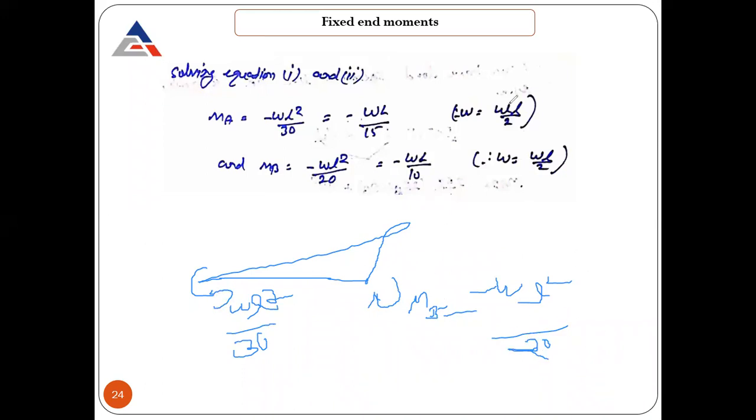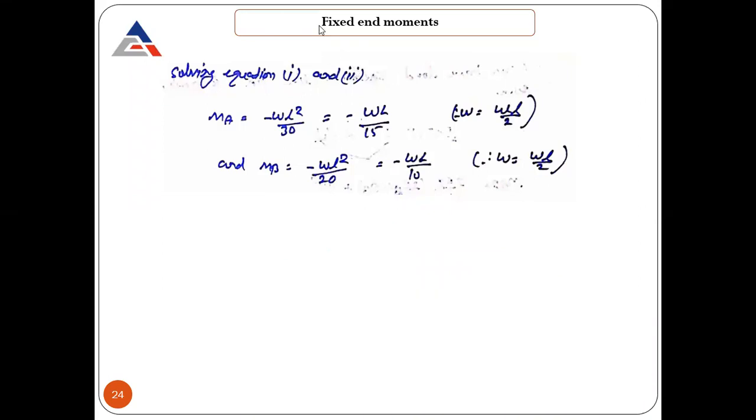So this is all about the case for a UVL condition, right? So if it is in this case, let me draw that as well.